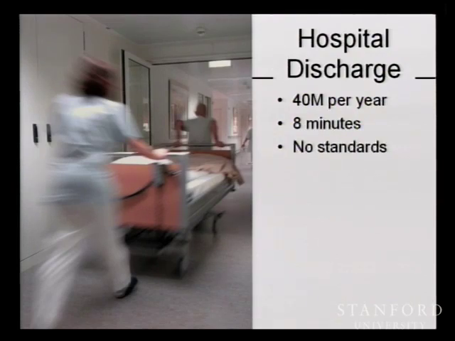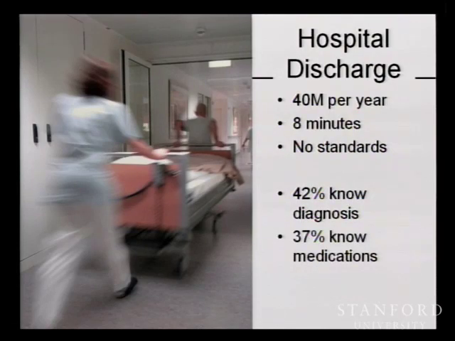Partly because of this, there have been studies that have shown that after discharge, if you ask patients why they were in the hospital, only 42% of them can tell you what their primary diagnosis was. And only 37% of them can tell you why they have any given medication. You can hand them a pill bottle and say, what's this for, and they have no idea. Partly as a result of these problems and other problems, 20% of patients get readmitted to the hospital or the emergency room within 30 days of discharge.